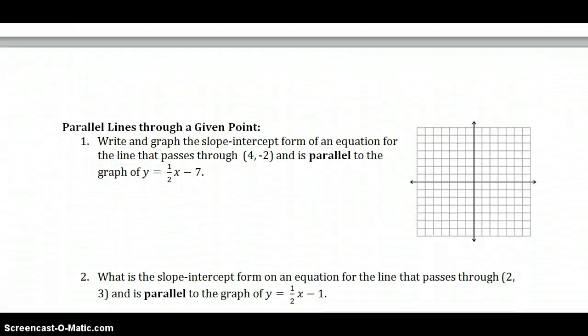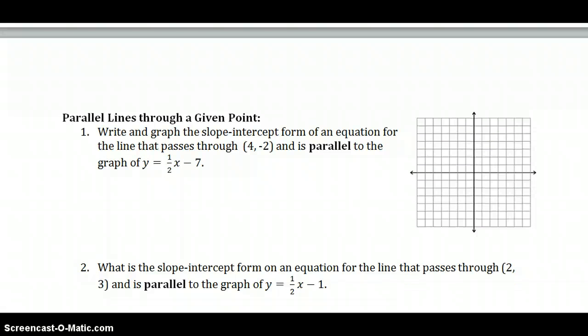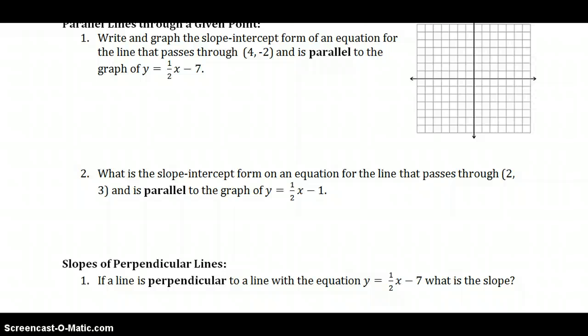All right, so let's look at an example. Write and graph the slope-intercept form of an equation for the line that passes through this point and is parallel to this given line. Okay, so if it's parallel, our new line that passes through this point also has a slope the same as the line that it's parallel to. So our slope is going to be the same, 1/2.